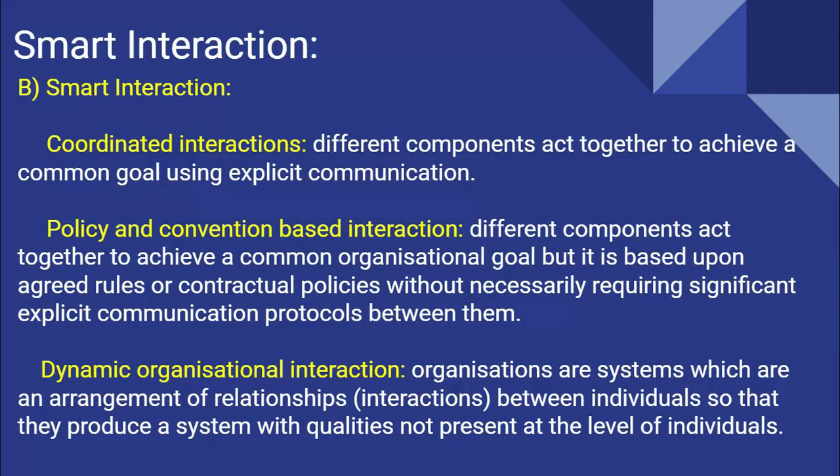The second is policy and convention based interaction. Different components act together to achieve a common organizational goal, but it is based upon agreed rules. These are contractual policies without necessarily requiring significant explicit communication protocols between them. You need policy in the sense of the logic you use to make an operation between two things, and this is called a policy. If you put some kind of work between two applications, these two things must do those things also. They do not break the policy.